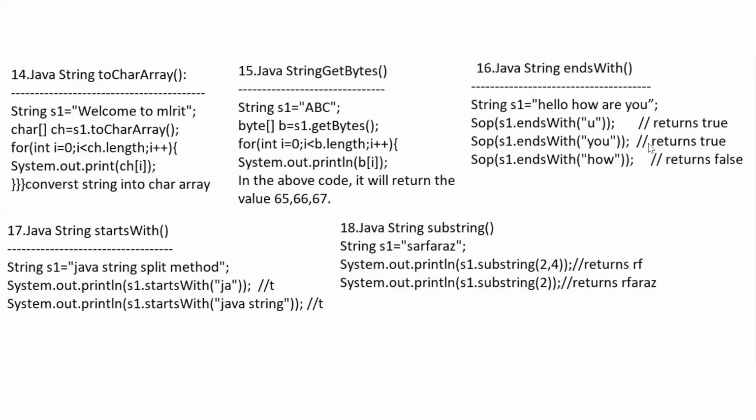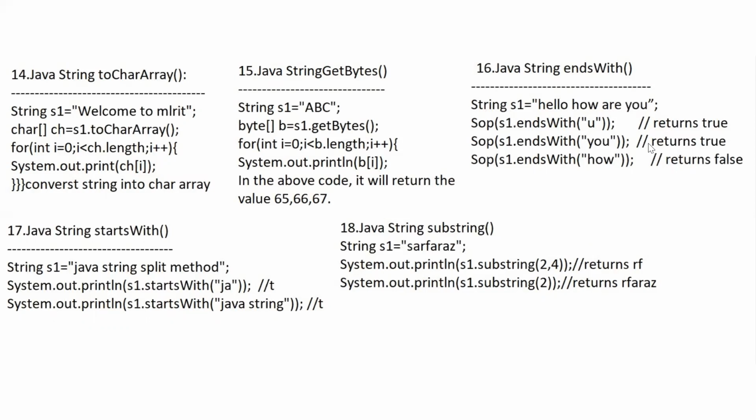Next, getBytes. getBytes is nothing but getting the ASCII values of those particular characters. Now what I'm doing is converting into bytes, A, B, C. What I'm printing will return capital A as 65, capital B as 66, capital C as 67. And just try to check whether it starts with and ends with. Whether your string ends with it, yes, true. Again, try startsWith. If the given string starts with this particular thing, yes.